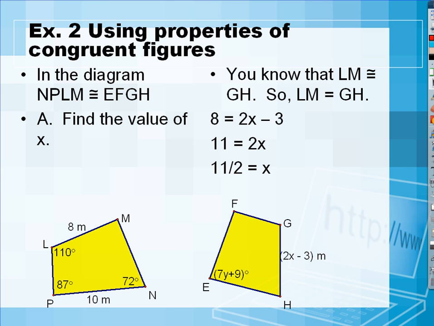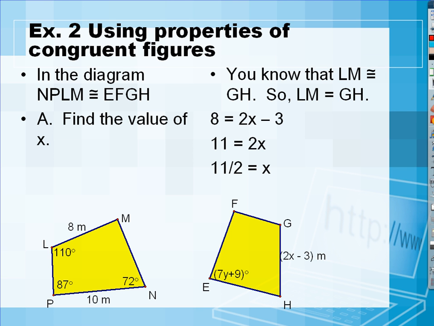Okay, now let's use the properties of congruent figures to do some stuff. First of all, if we're told, this is something we're given here, we're given that figure NPLM is congruent to figure EFGH. Okay, so that tells us a lot of stuff. We want to use that information to find the value of x. Okay, now don't look over here for a second. See if you can get that to work. See if you can think of a way you could do that. I want to find the value of x.